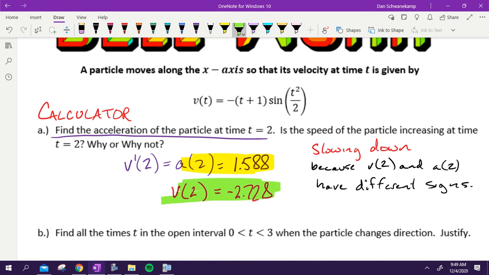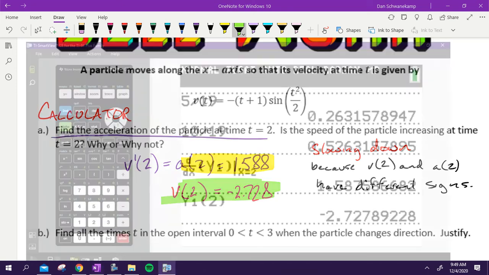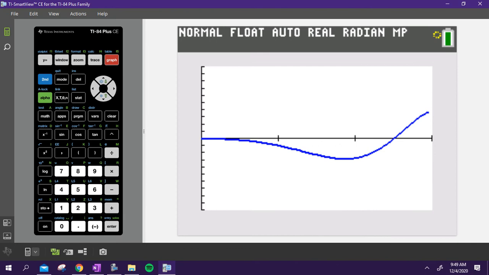If they have different signs, you're slowing down. If they have the same sign, they're speeding up, whether they're both positive or both negative. That's the only answer you should write there. Don't try to get cute and create your own stuff. Okay, write that in.